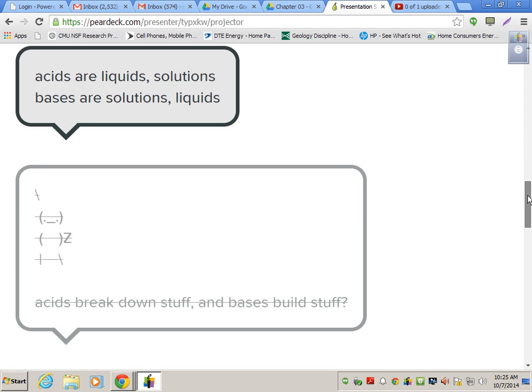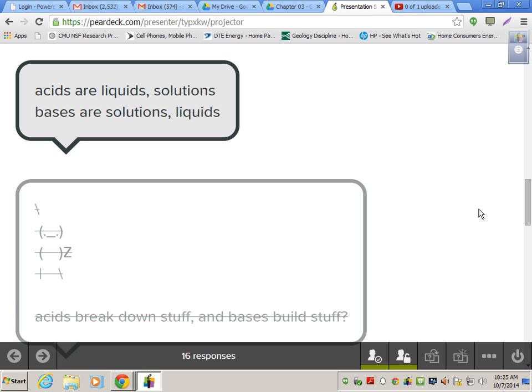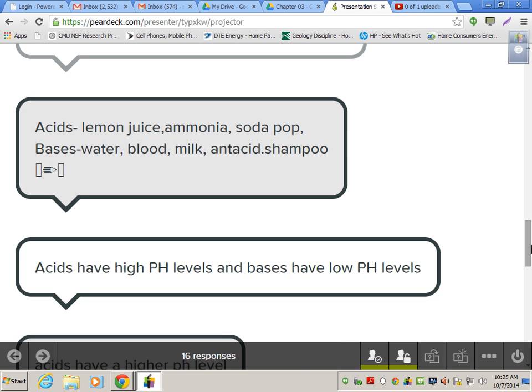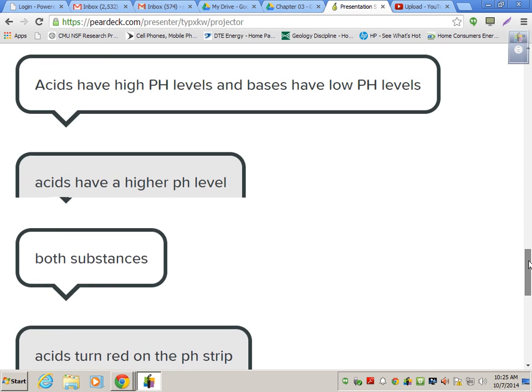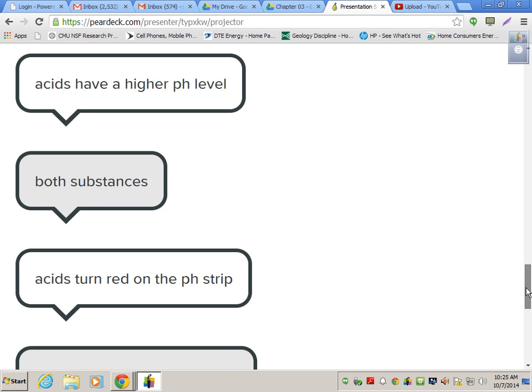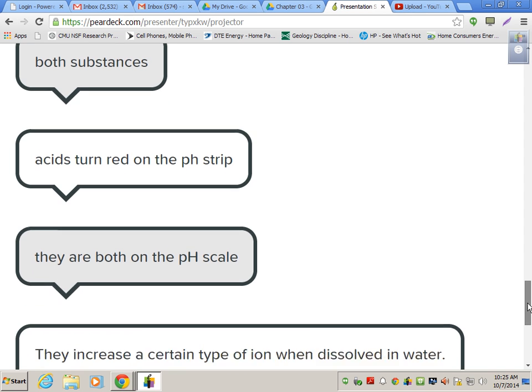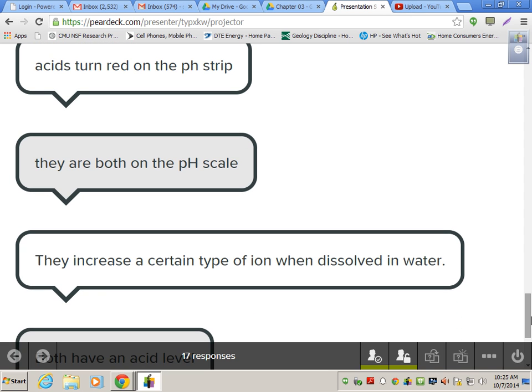Acids are liquid solutions, bases are solutes. Okay, kind of can read that. All right. So more examples: acids have a low pH actually, and bases have a high pH. We'll talk about that. Acids turn red on a pH. That's true. Bases turn kind of blue. They're both on the pH scale, which means potential of hydrogen. And they increase a certain type of ion.